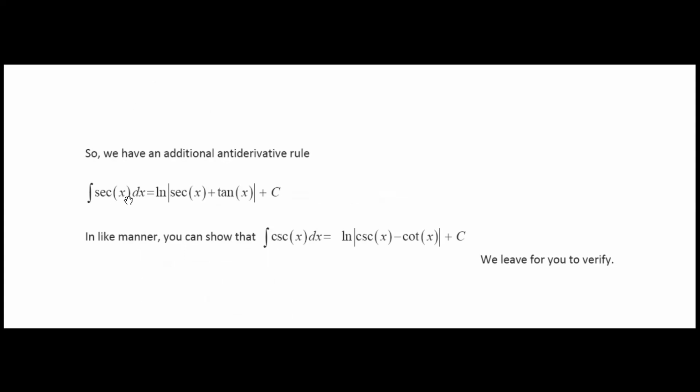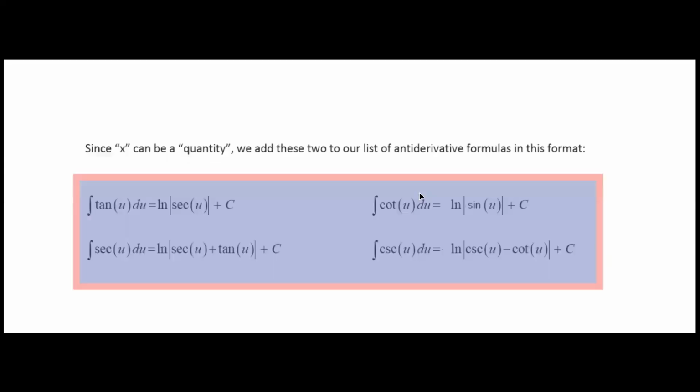Now, if the integral of the secant of x is this, in like manner, the integral of the cosecant of x is equal to this. And what you're going to do here is multiply numerator and denominator by the cosecant of x minus cotangent of x over the cosecant of x minus cotangent of x. Again, if you want to verify that, we leave that for you to do. As I said, these are harder to do, but this is what you want.